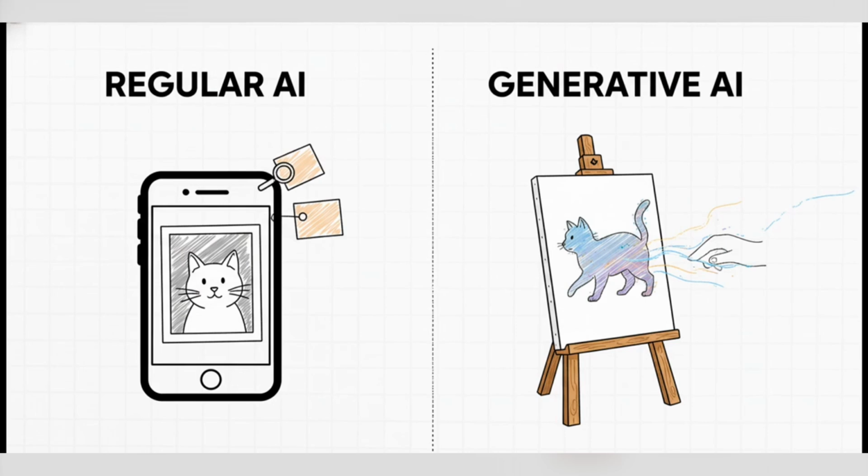Here's maybe the simplest way to get it. A regular AI, like the one in your phone's photo app, can look at a picture and tell you, hey, that's a cat. It identifies things. But a generative AI can create a brand new picture of a cat that has never ever existed before. That's the huge leap we're talking about, from just recognizing something to actually creating it from scratch.